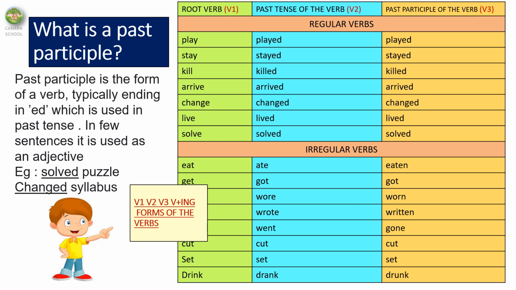Here you can see the root verb play becomes played in past tense and played in past participle. The same way, change becomes changed and changed, whereas the irregular verbs go becomes went in past tense and gone in past participle. Cut becomes cut and cut in both past tense and past participle. Drink becomes drank in past tense, whereas it becomes drunk in past participle.